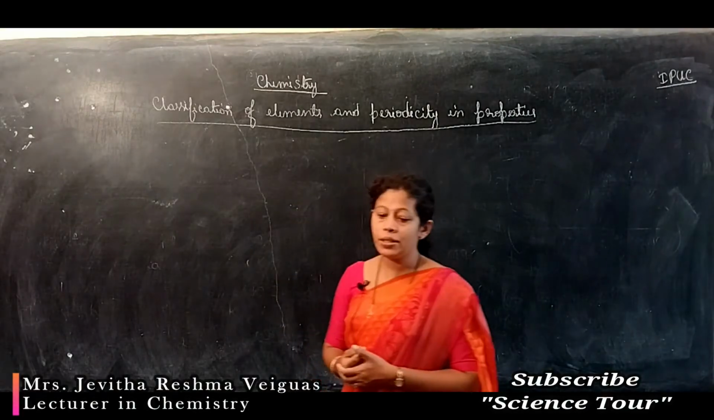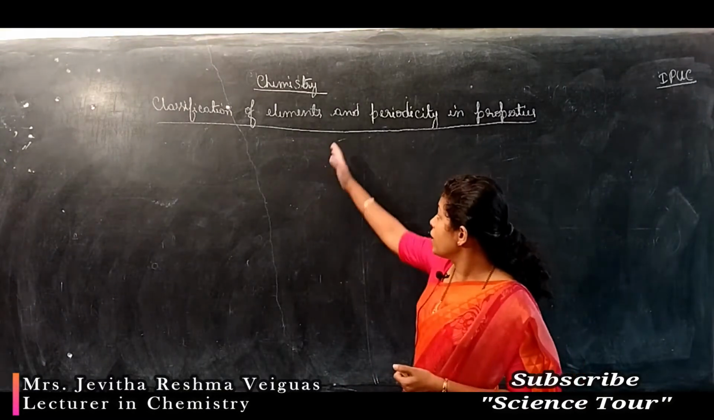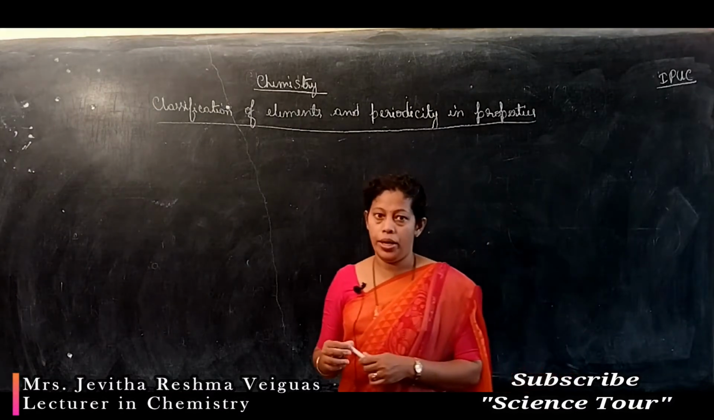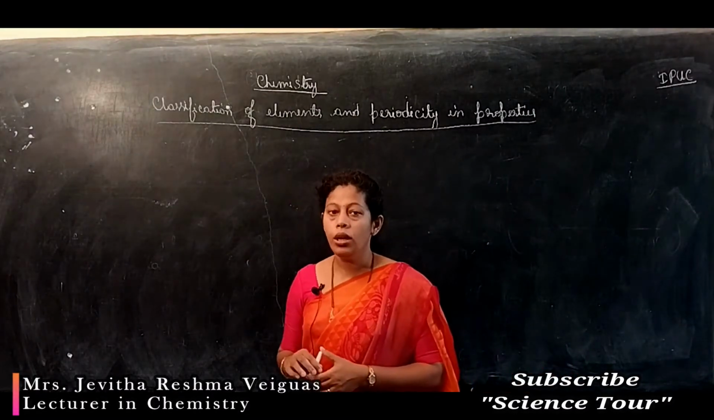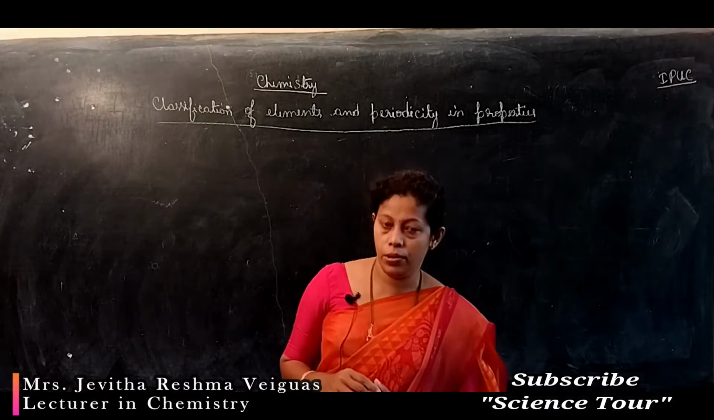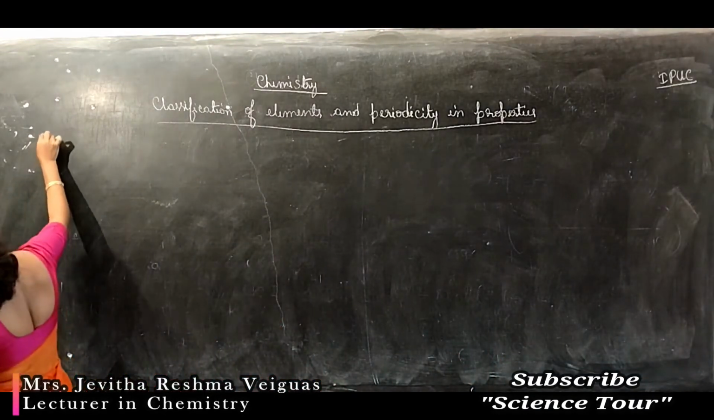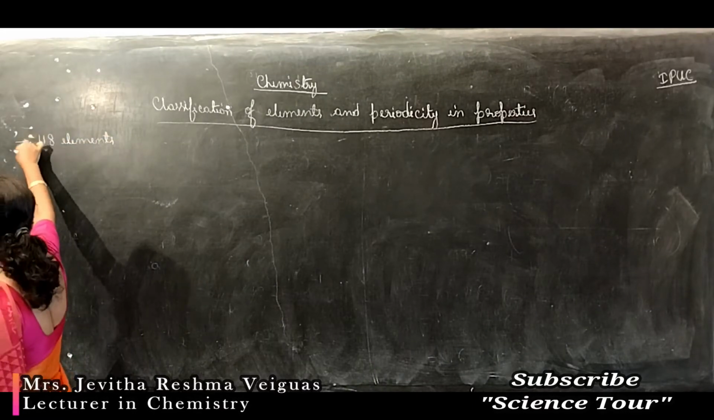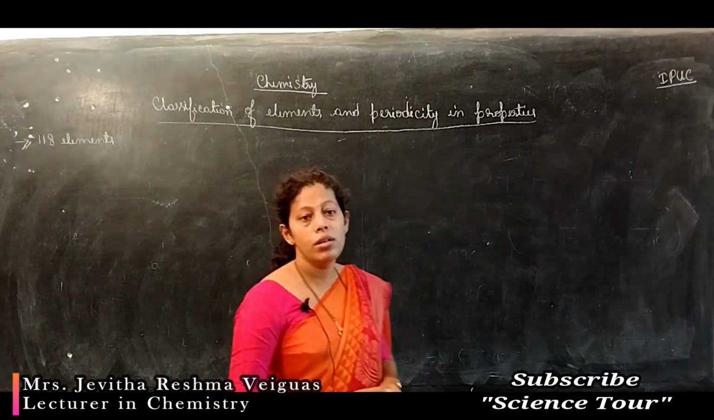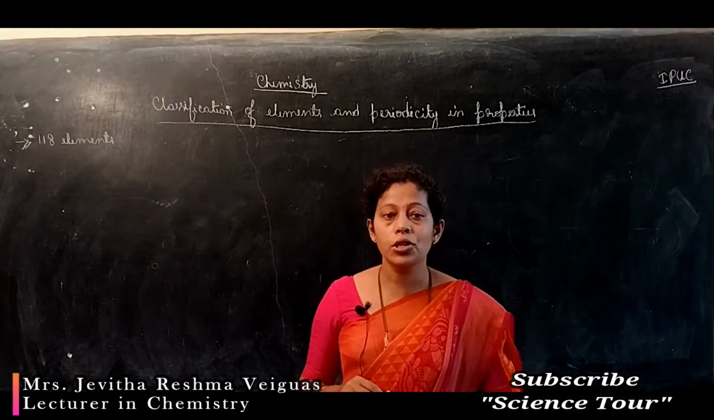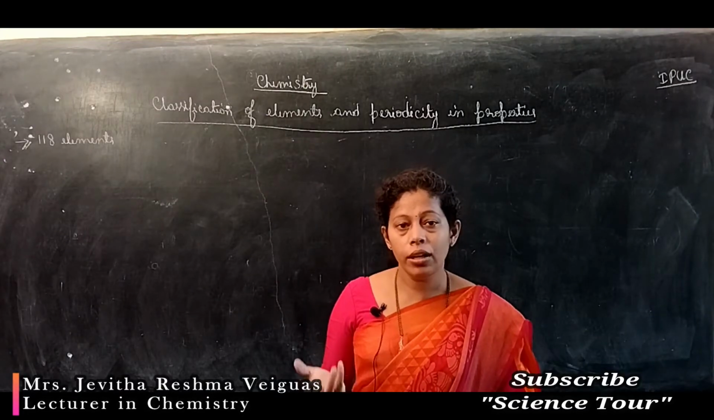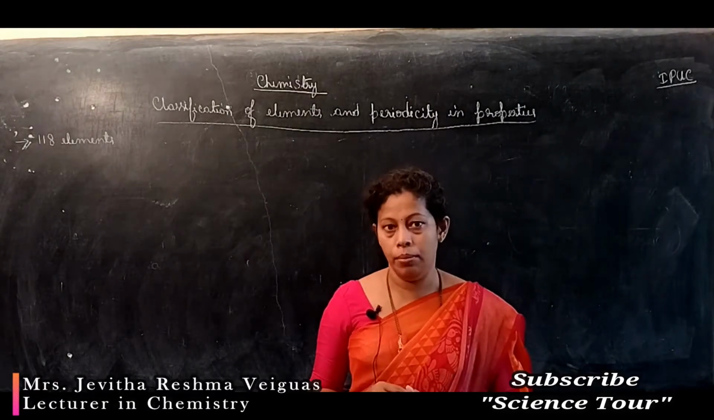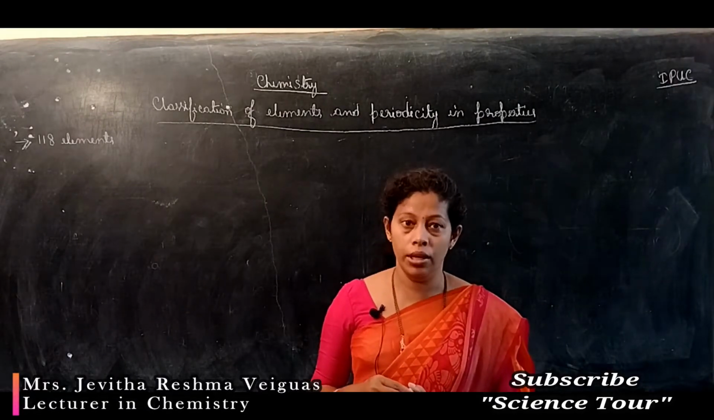First, let us study why classification of elements is required. Why was the periodic table required? Actually, we have 118 elements in nature. Out of these 118 elements, some are naturally occurring elements. A few elements are synthesized elements or man-made elements. Nearly 90 elements are naturally occurring.